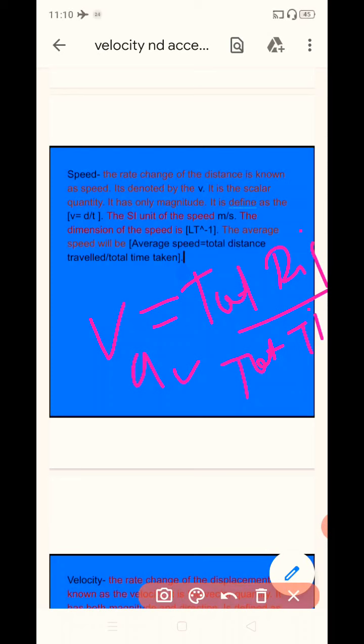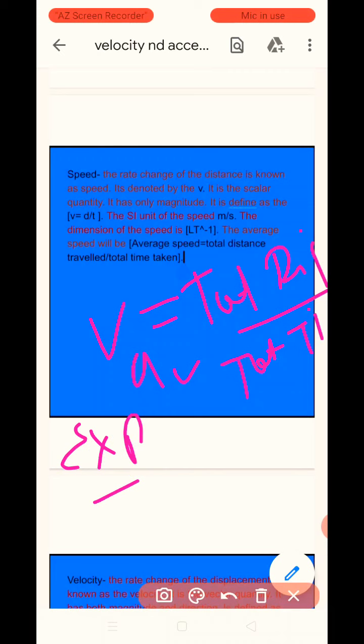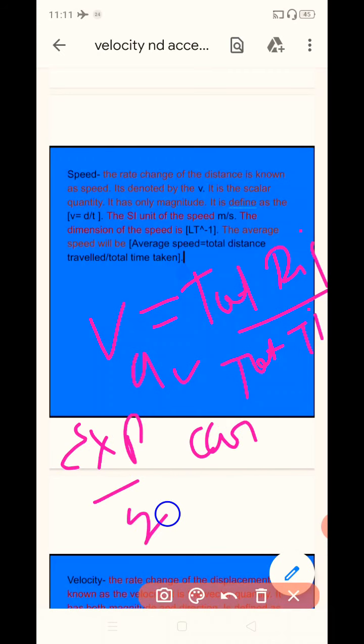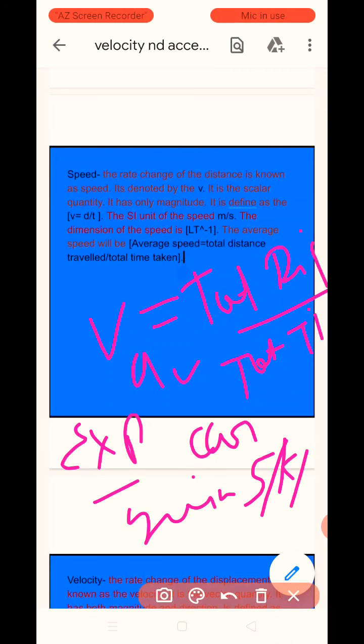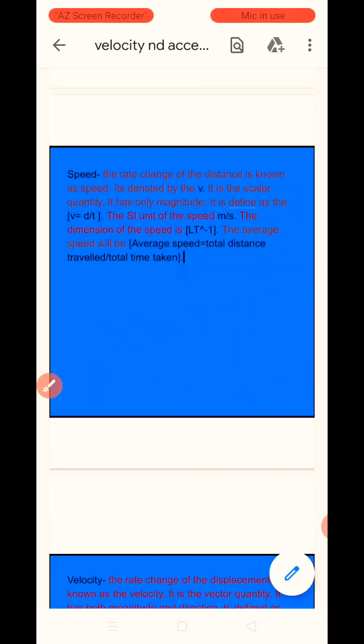Next is an example of speed. A car going 5 km per hour. It has magnitude, but it does not show the direction. Clear? So it is an example of speed.